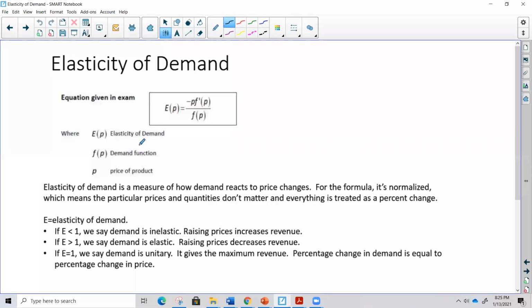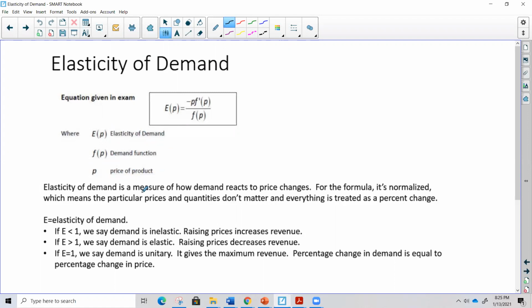Okay, so E of P is the elasticity of demand, F of P is the demand function, and P is the price of the product. And sometimes instead of P, they might have everything in terms of X, but it would be the same idea. X would be the price, and then you would have F of X and E of X instead of P.